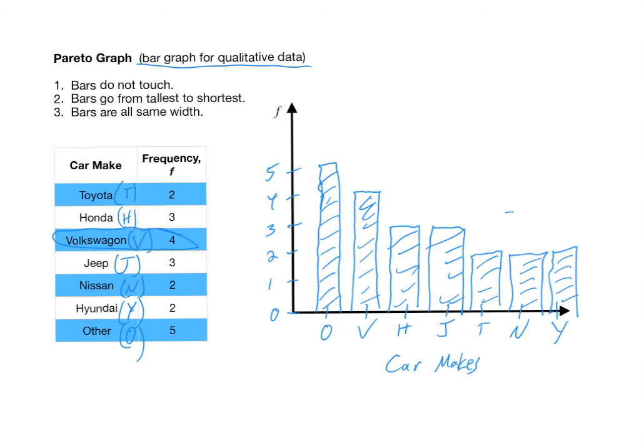bar graphs. Now, these are all supposed to be the same width. Of course, you don't actually see that. This is clearly wider than this one here. So we also want to be able to create Pareto graphs with Excel. I will be showing you how to do that in the coming video. So we've created a bar graph representing qualitative data. The formal term for that is a Pareto graph.